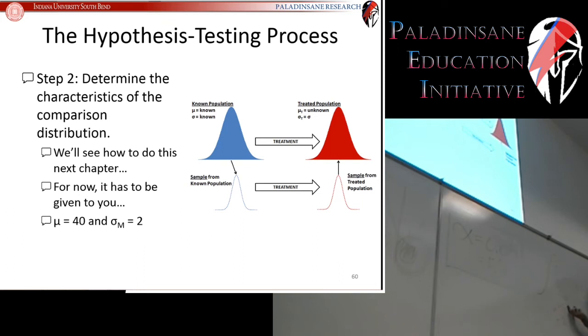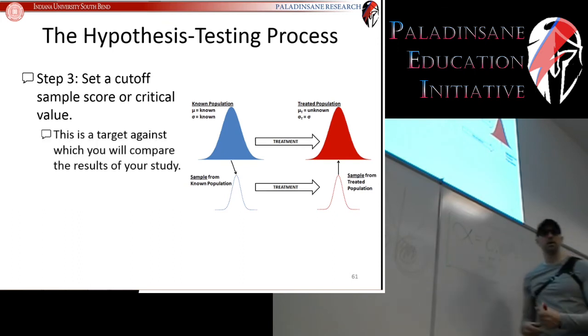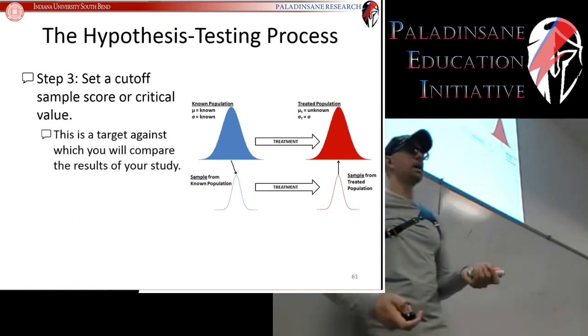And we just want to know, has our mean crossed that line or has it not crossed that line? That's what we're trying to figure out. But we can't do it yet. First thing we need is we need lines in the sand. So we're going to do that here for step 3, setting a cutoff sample score or critical value. And that's a target against which you're going to compare your results of the study. That is the line in the sand.